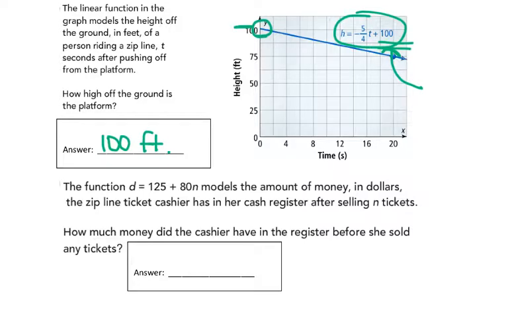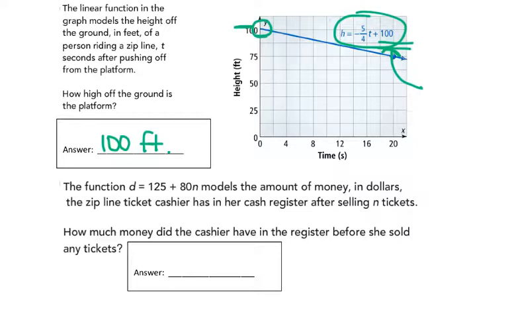And then lastly, we have the function d equals 125 plus 80n, modeling the amount of money in dollars the zipline ticket cashier has in her cash register after selling n tickets. How much money did the cashier have in the register before she sold any tickets? So we are asked really what the initial value is.